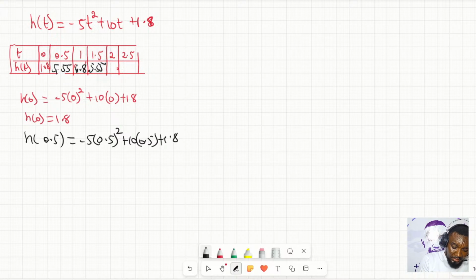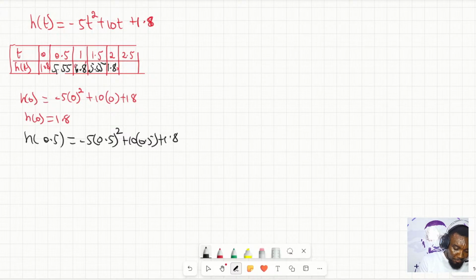So when we substitute 2 in, we are going to have 2 here, and that is going to give us 9 over 5. So 9 divided by 5 is 1.8, that's good, 1.8. Right, now let's check for 2.5.